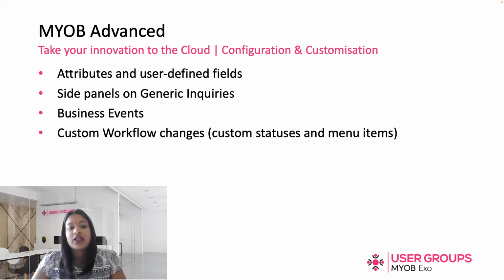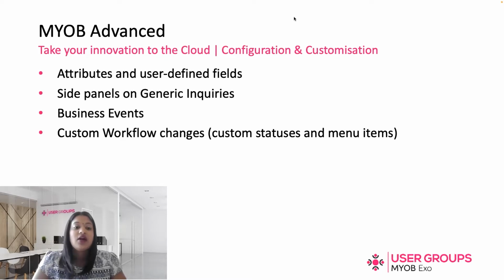All right, so I'll start by looking into attributes and user-defined fields. So this is similar to your extra fields in XO. And then we'll go and look into side panels on something that we call generic inquiries, which is basically a list view of information that we can pull from basically any field or any table within the system. All right, we'll go into business events as well, which is quite a cool feature. It allows us to do a lot of automation in the system.